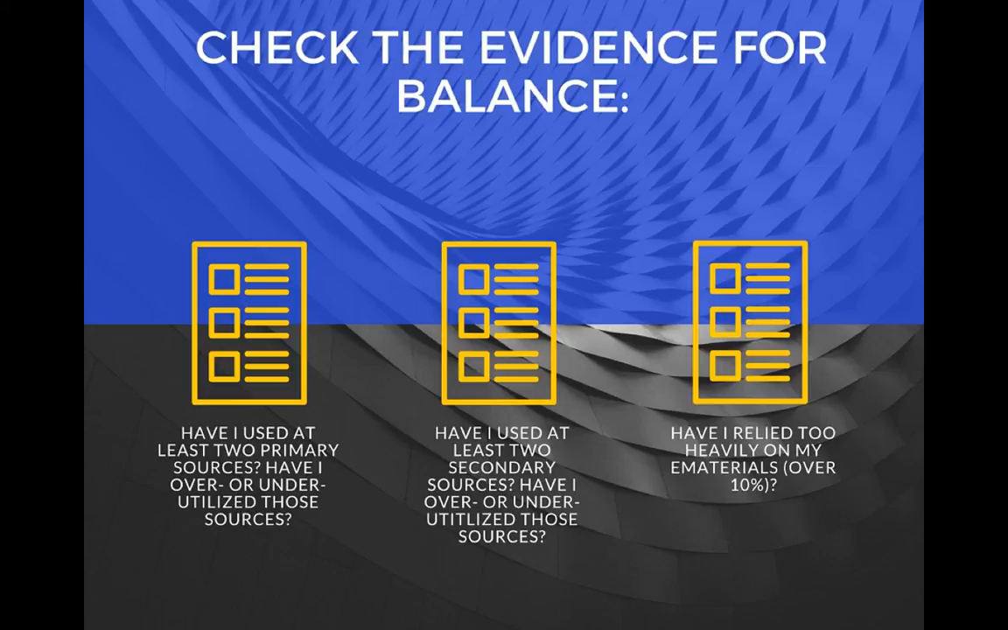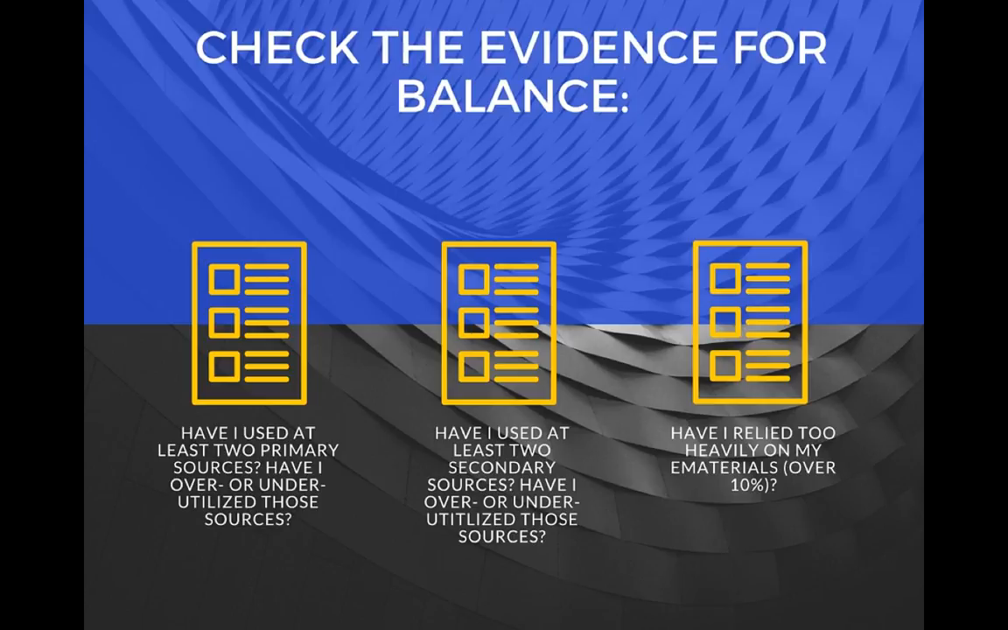Next, you want to check the evidence that you used within your paper for balance. Remember, at least 2 primary and 2 secondary sources that have been provided to you and are not from outside sources should be used within your paper.